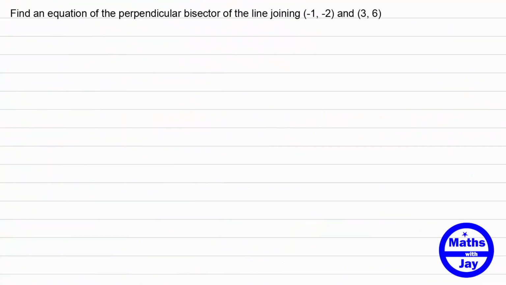So we want to find the equation of the perpendicular bisector joining 2 points. Let's start off by doing a little sketch to see what we're looking for. Let's assume we've got one point A and another point B. So that could be our A and that's our B.